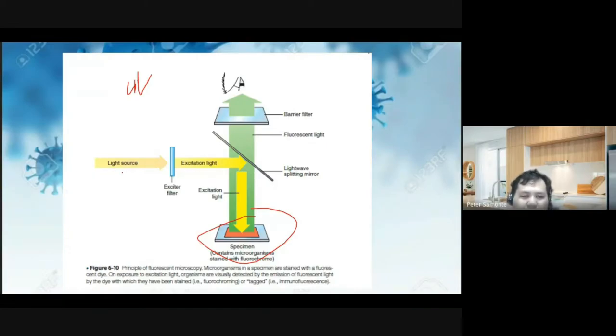So what will happen is your light source will enter an exciter filter. Now, the exciter filter, class, would somehow weaken or filter the UV light, making it weakened. Then it would pass through a light wave splitting mirror. Then it would proceed to the specimen. Then you would view it under the eyepiece. If you notice, there's actually a barrier filter between the eyepiece and the eye that would protect your eye from the UV light.